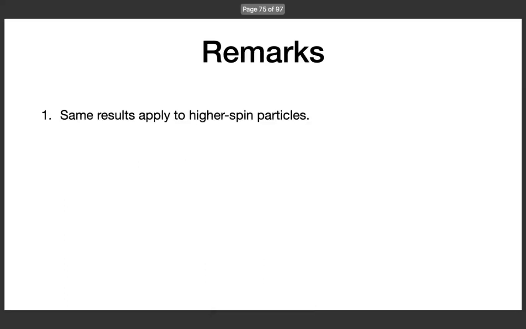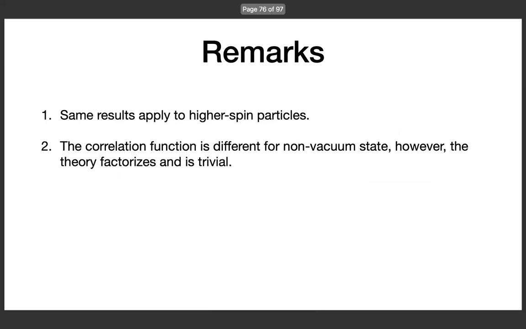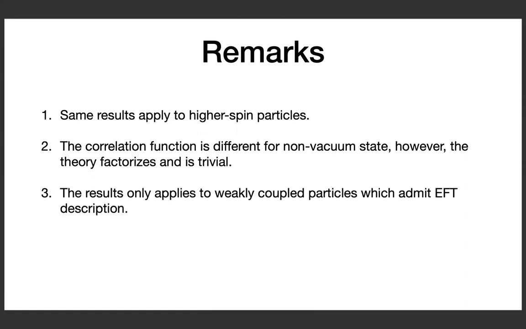So, a few remarks. The same results apply to higher spin particles. You can easily generalize the calculation. The correlation functions, as I said, need to depend on the initial state, and in fact, in this case they do depend on the initial state, but they just depend on it trivially, in that they just factorize. These results apply to weakly coupled particles, which admit some EFT description, because here we're using the EFT description, but this applies to all of them. So not only the massless spectrum, it also applies to all the other particles.